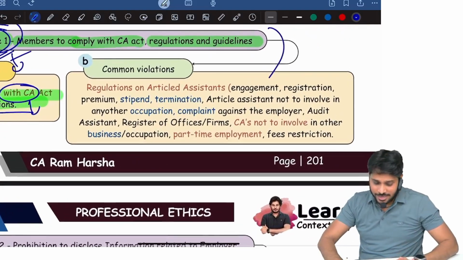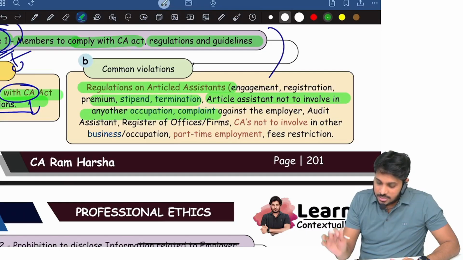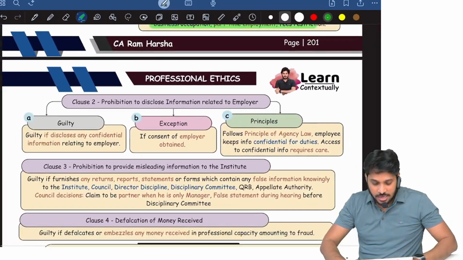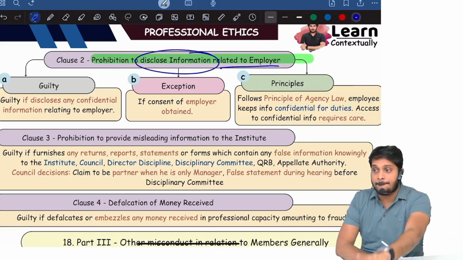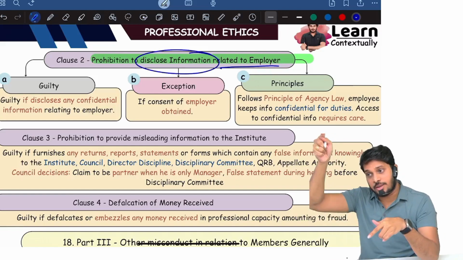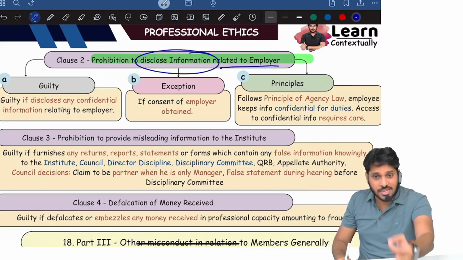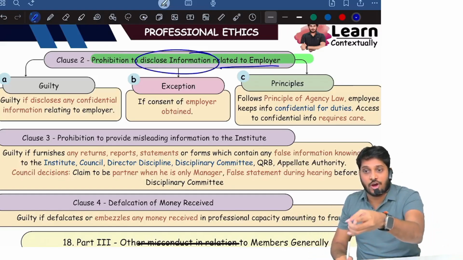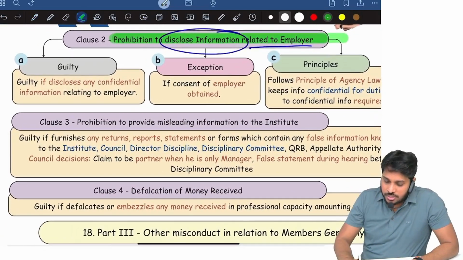Understood? Next, common violations: articles, stipend related, articles should not be permitted to involve in any other occupations. These are all common violations. Next, clause number 2: prohibited to disclose information related to employer. This is for a member in service. For a CA in practice, clause number 1, part number 1, schedule number 2 talks about the confidentiality requirement. Part number 1 of the second schedule, the first clause, is regarding confidentiality for a practicing CS, whereas clause number 2 in part number 2 talks about confidentiality for employees.